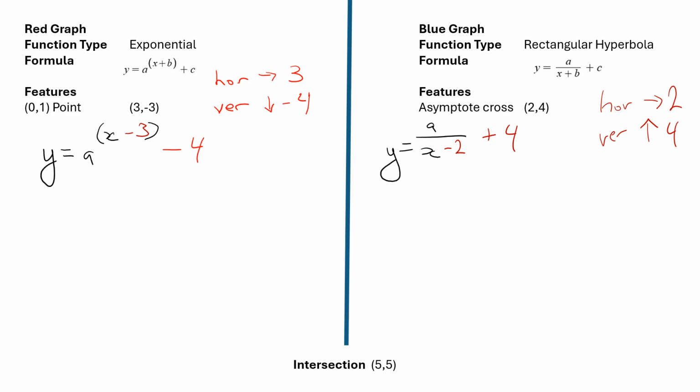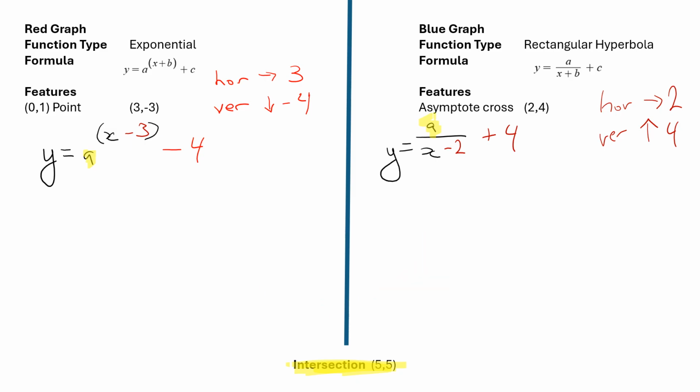Now we've got our equations. We've got everything that we're working on except for our a values here, right? We don't have our a values. And the way that we're going to do that is we're going to substitute in our intersection points and then solve for a. We have one intersection point that we're using for both of these graphs. We're going to substitute that in, and we're going to find out what the a value for each of them is.